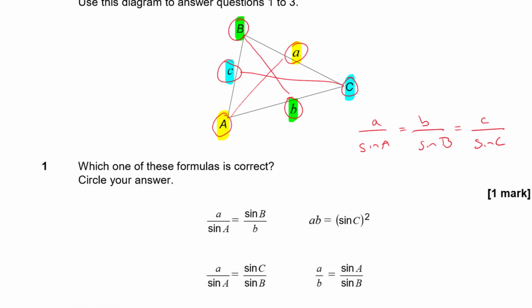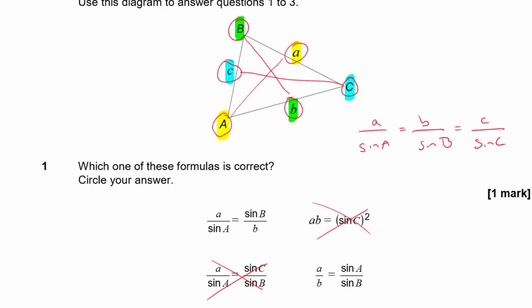Now we never use all 3 parts of it, we only ever use 2 bits of it. Can I rearrange 2 parts of it into one of these 4 expressions? Now as mentioned, we only ever use 2 of the 3 parts of the sine rule, so anything that mentions a, b and c is not a correct statement about the sine rule. So that one there and that one there can't possibly be correct.